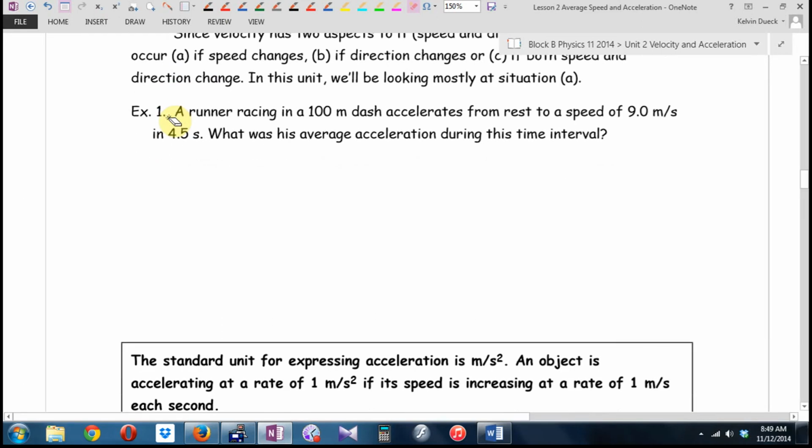So, you ready? Example 1, our first Physics 11 question. A runner racing in a 100-meter dash accelerates from rest to a speed of 9 meters per second in 4.5 seconds. What's his average acceleration during this time interval?